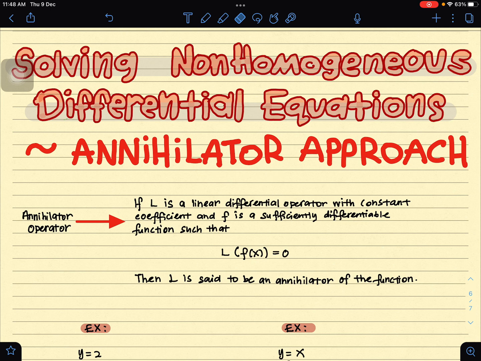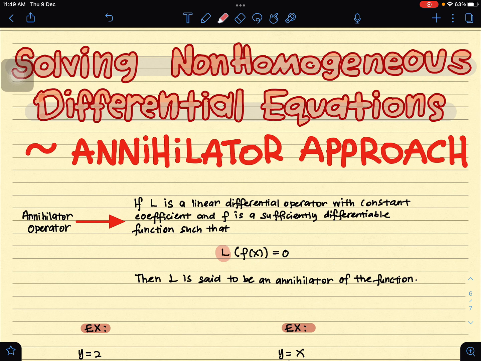The annihilator approach uses an annihilator operator. So what is the annihilator operator? If L is a linear differential operator with constant coefficients, and F is a sufficiently differentiable function such that when we apply the differential operator to the function of x we get the value of 0, then L is said to be an annihilator of the function. The annihilator of the function is usually in the form of a differential operator.